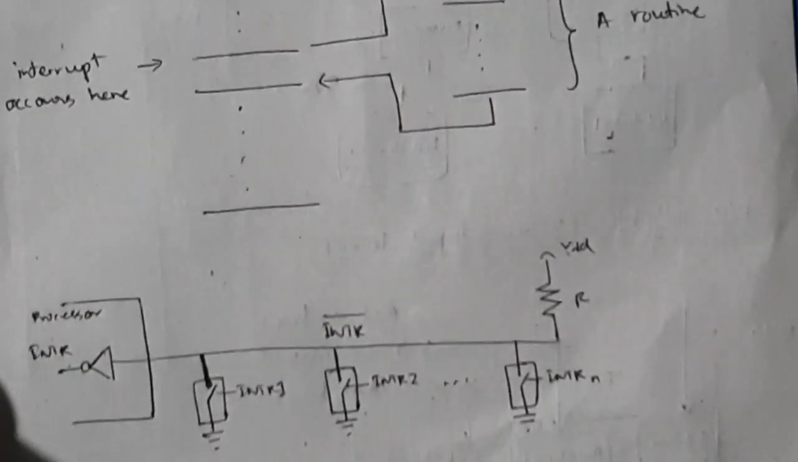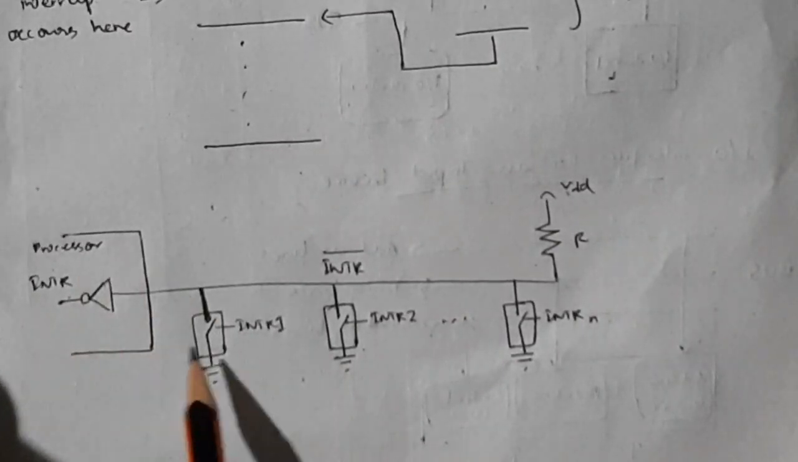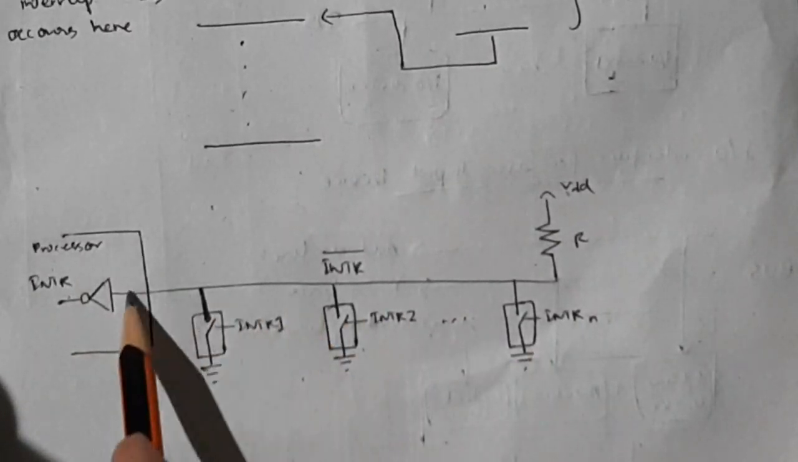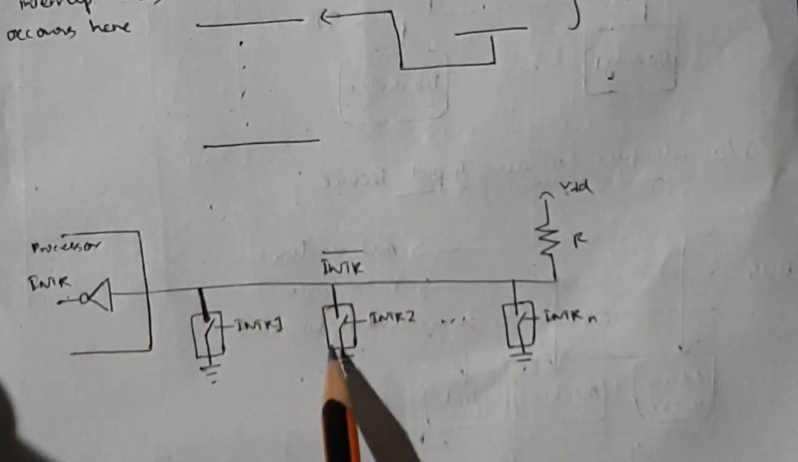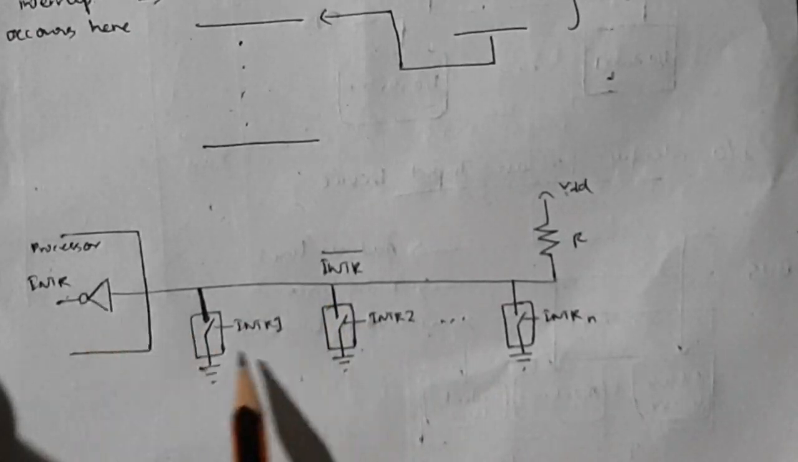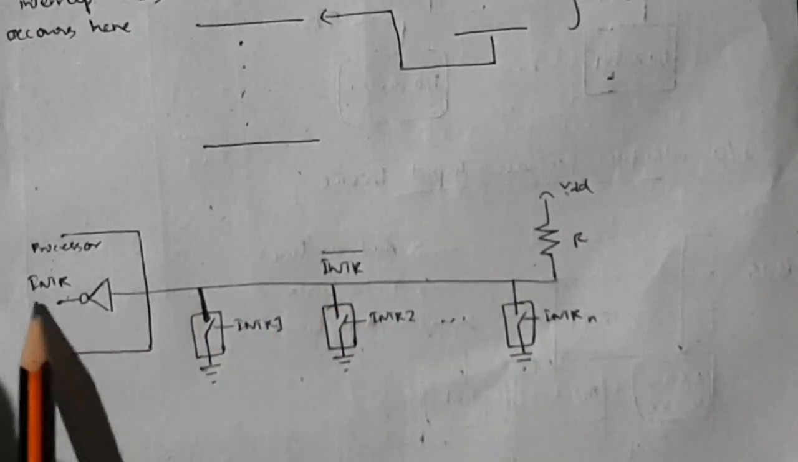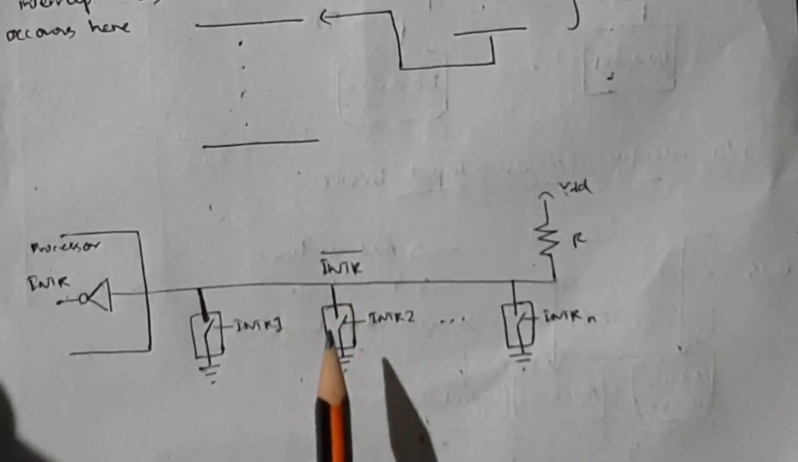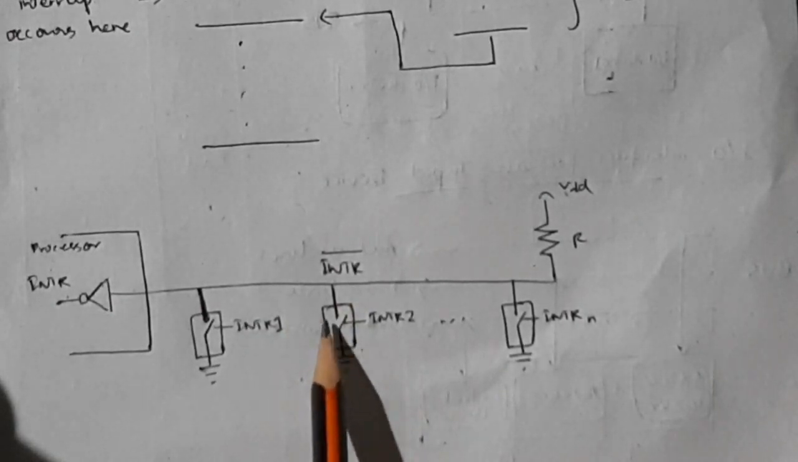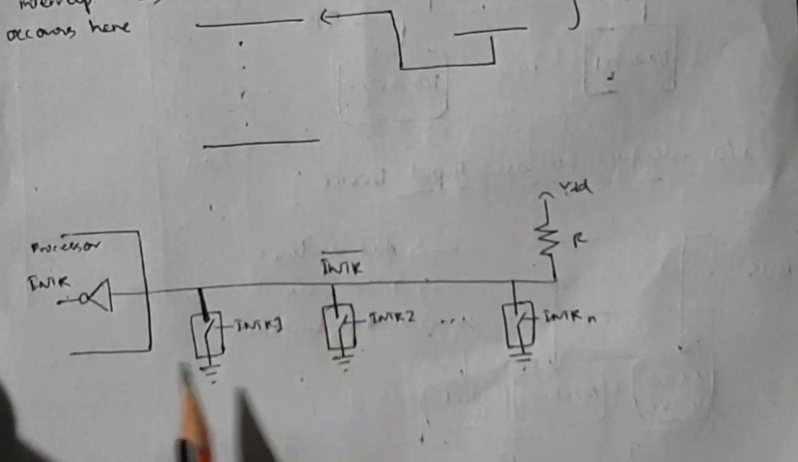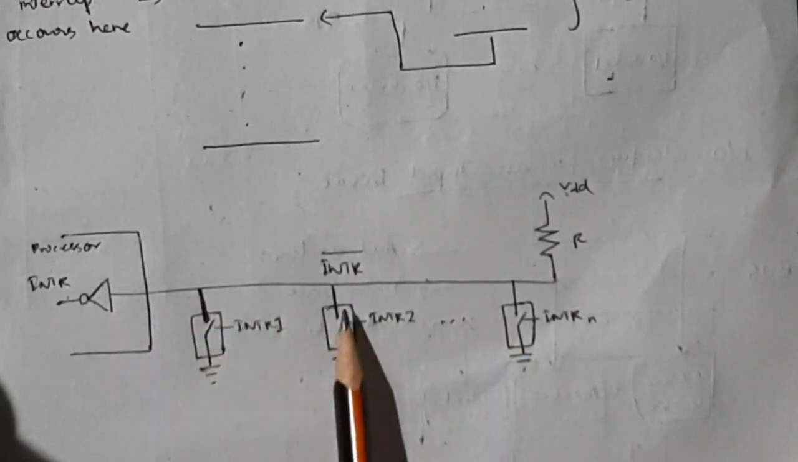Here is the processor and these are all the devices connected, and this is the line through which the data gets transferred from the devices to the processor. Data will be sent by the devices to the processor. Whichever device needs to send data, this switch will be closed and the data transfer is possible. All other switches will not be allowed to send any more data until this data transfer is over.